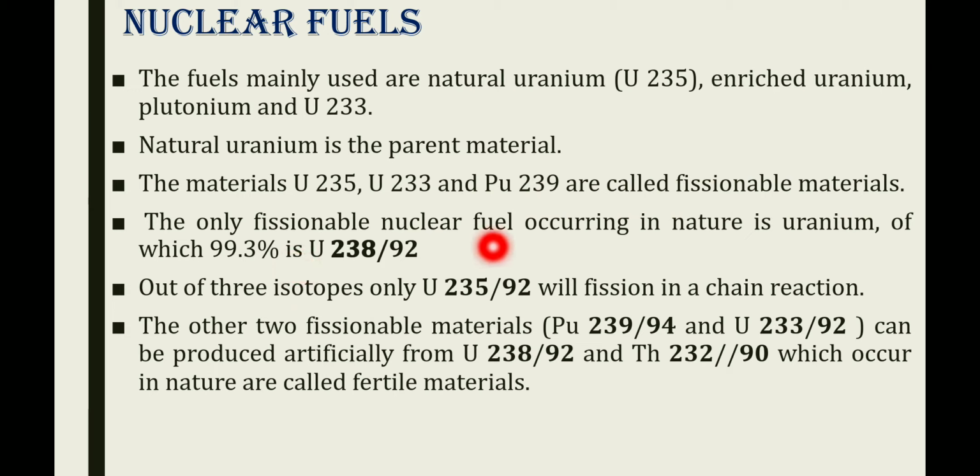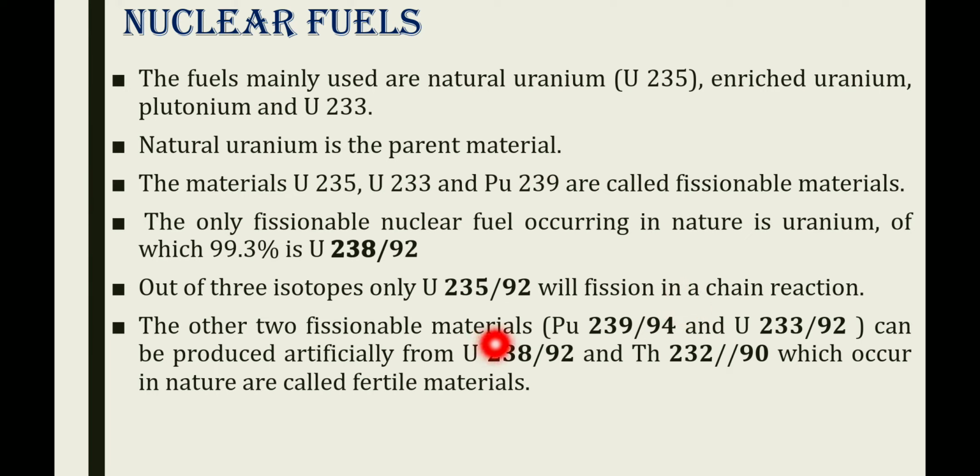The only fissionable nuclear fuel occurring in nature is uranium, of which 99.3% is uranium-238/92, and the remaining 0.7% is uranium-235/92. Getting my point? Out of these 3 isotopes, and the uranium isotopes we already discussed previously, only uranium-235/92 is used, because it has the highest fissionable percentage, and this fuel can produce a huge amount of energy. That is the reason it is used in the chain reaction process also.